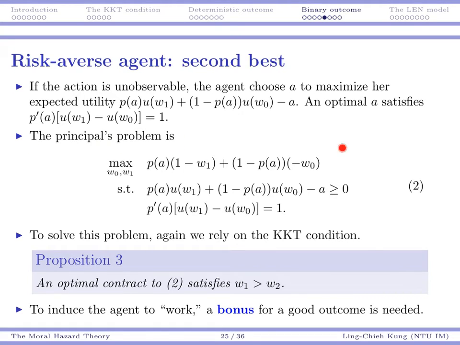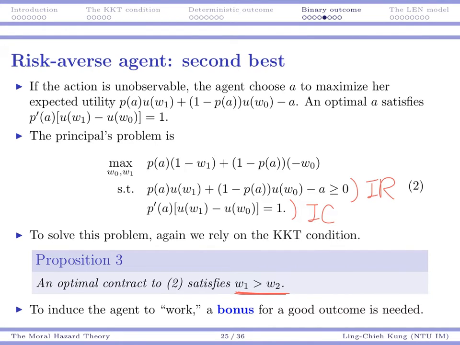The principal's problem would be this. Again, this is the IC constraint. This is the IR constraint. All I need to do is to say, okay, I cannot control A directly, but I know given W1 and W0, A would be chosen so that the first order condition of the agent's problem would be satisfied. Then this is the principal's problem. I cannot control A directly, so I design my compensation plan W0 and W1 to induce an effort level. To solve this problem, in the next slide, we will show you how to use the KKT condition to solve that. But the most interesting thing that we want to highlight is if there is an optimal solution, it's going to satisfy W1 strictly greater than W0.